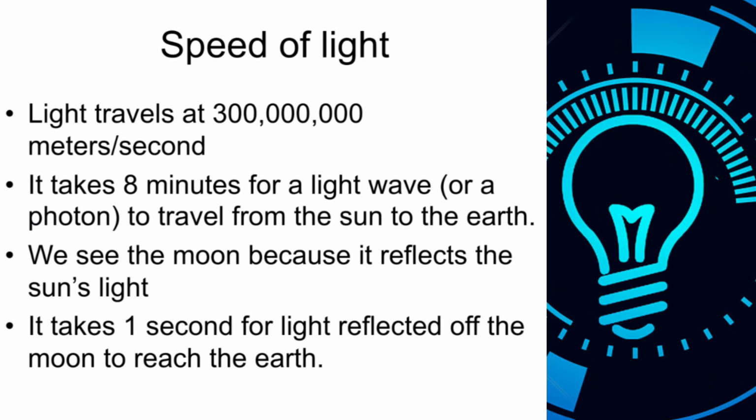Let's proceed now to one property or characteristic, which is the speed of light. Light travels at 300 million meters per second. It takes 8 minutes for a light wave or photon to travel from the sun to the earth. We see the moon because it reflects the sun's light. It takes 1 second for light reflected off the moon to reach the earth. And that's the speed of light.